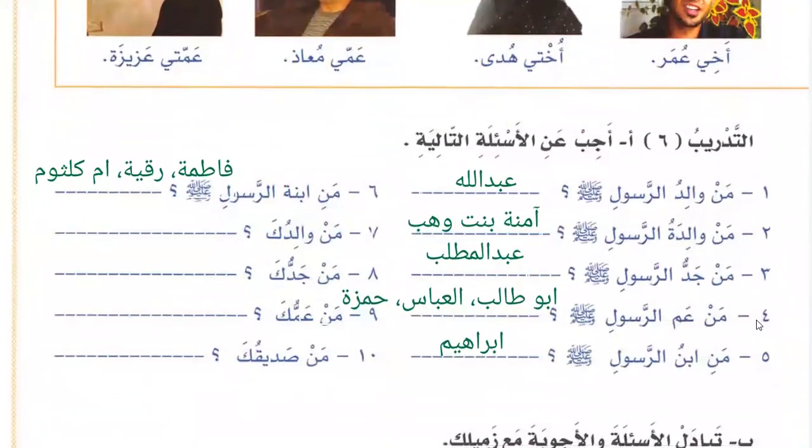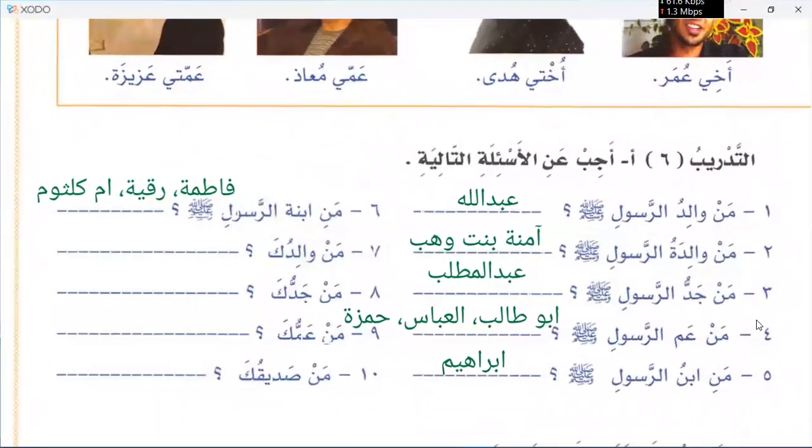Exercise six: answer the following questions. Who is next? Mr. Rahad Naz. Man waliduk? Who is your father? So, do you know the name of your father? You need to say. I did not understand the question. Sorry, yes, sir. You just need to say Haza walidi. Haza walidi Nasir. Correct. Then man jadduk?